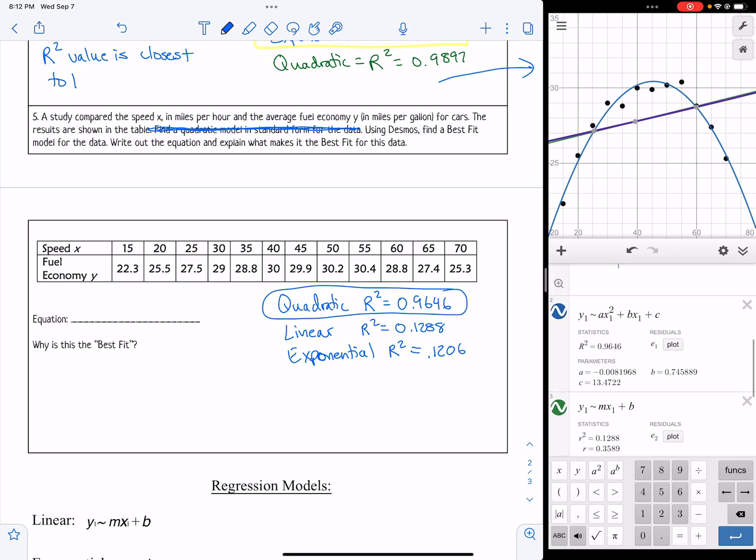So you go back up to your equation and let's write y equals, and plug in the a, b, and c. Don't leave those as letters. So let's put negative 0.008x squared plus b, which is 0.75x, plus c, which is 13.5. And why is this the best fit? It's because the R squared value for quadratic was the closest to 1.